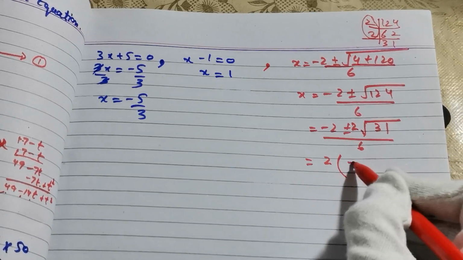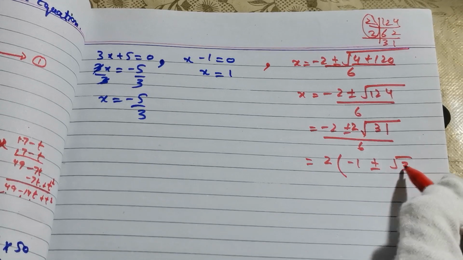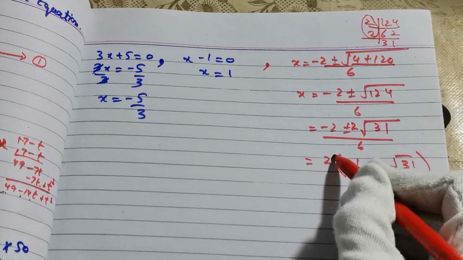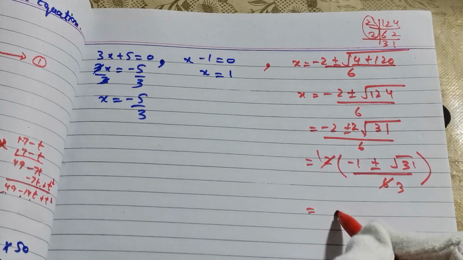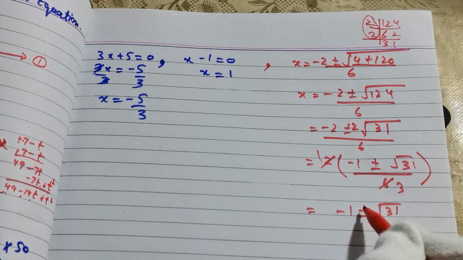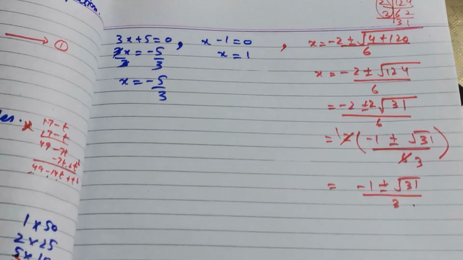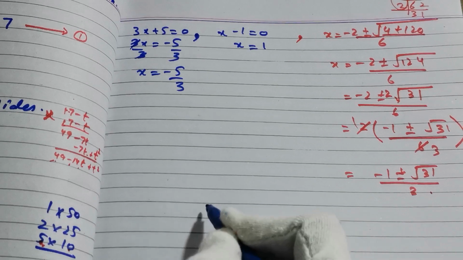Now 2 is common. Minus 1 plus minus under root 31 divided by 6. 2 ones are 2, 2 threes are 6. Minus 1 plus minus under root 31 divided by 3. So the solution set.